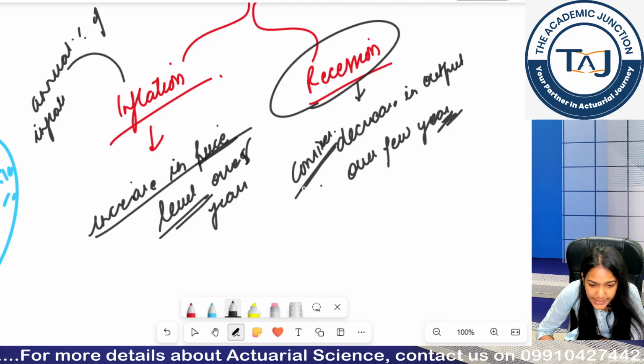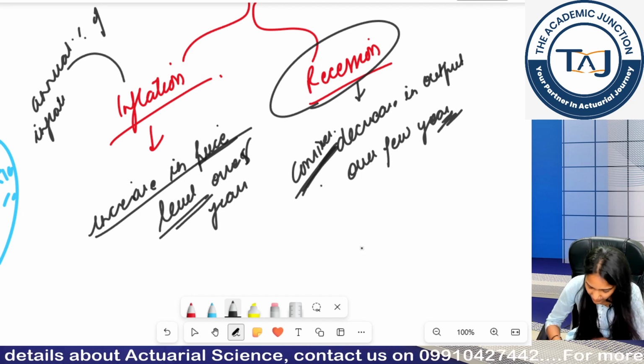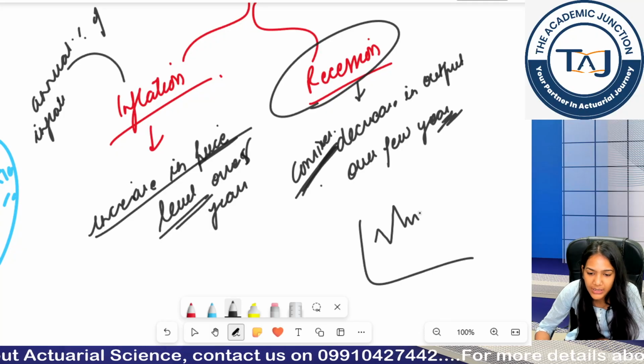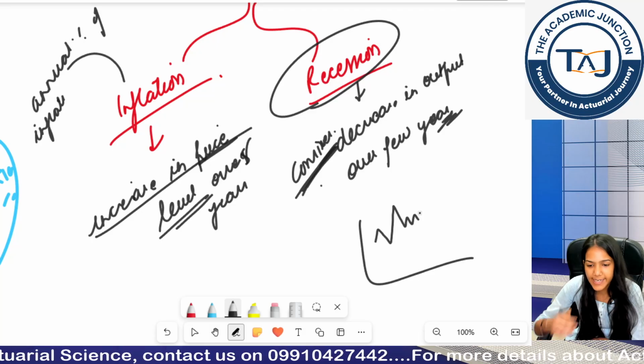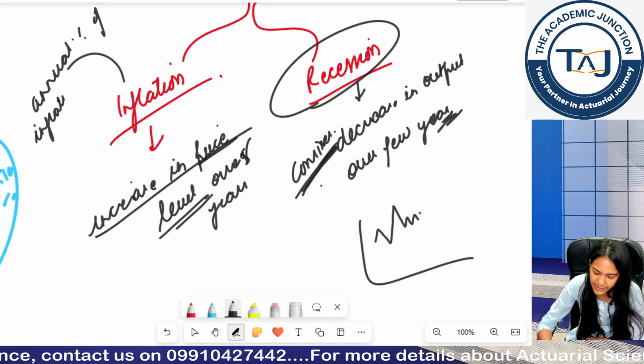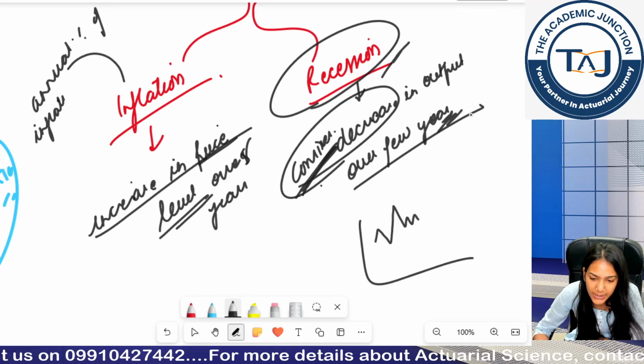If there is a consistent decrease in output, here the word consistent is important. Why? Because it is possible that there is a fluctuation in the output. It's increasing one year, decreasing another year. So I can't say that if it is decreasing, it is a recession. There should be a consistent decrease in the output for a few years.